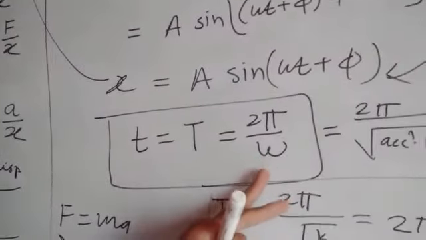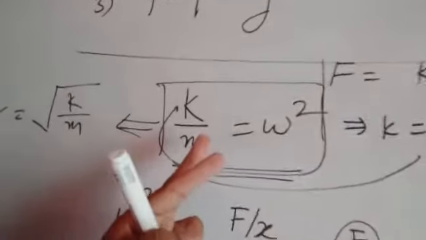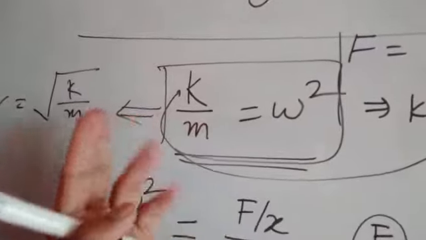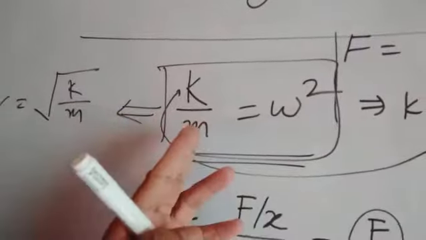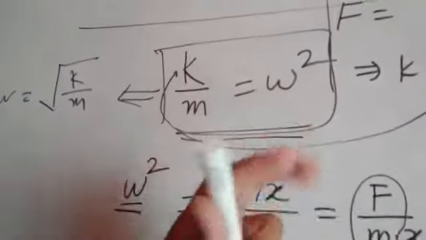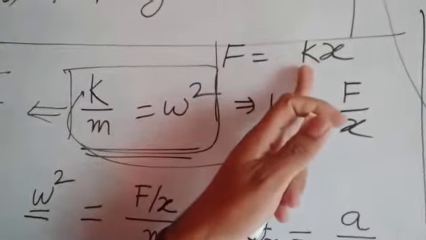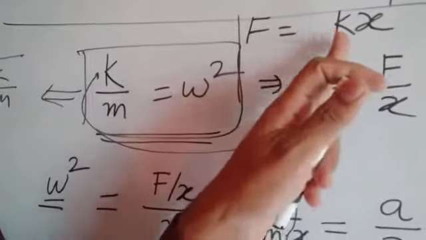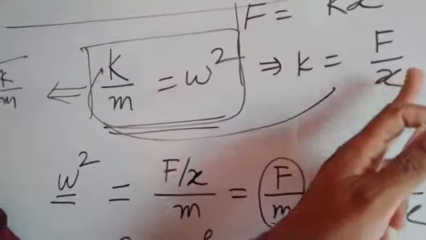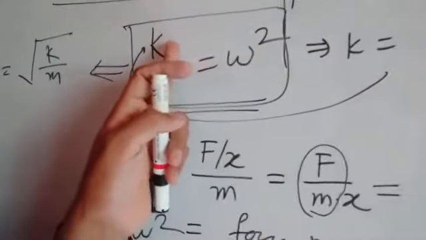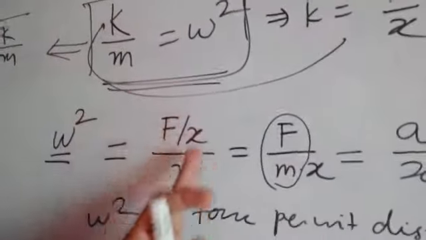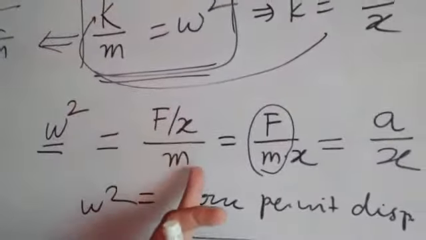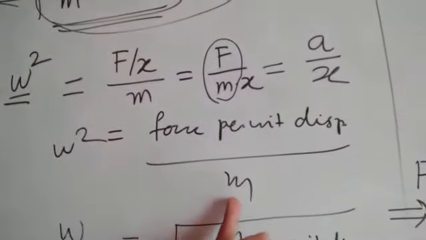Now how can we write the omega? Initially, if you remember, when we had the differential equation of linear simple harmonic motion, we kept k by m equal to omega square. Apart from that, we know the formula f is equal to minus kx. For the sake of argument, suppose the minus sign is neglected, we can write k equal to f by x, force per unit displacement. So we can write this as f by x divided by m equal to f by m into x. That is said to be force per unit displacement divided by mass.